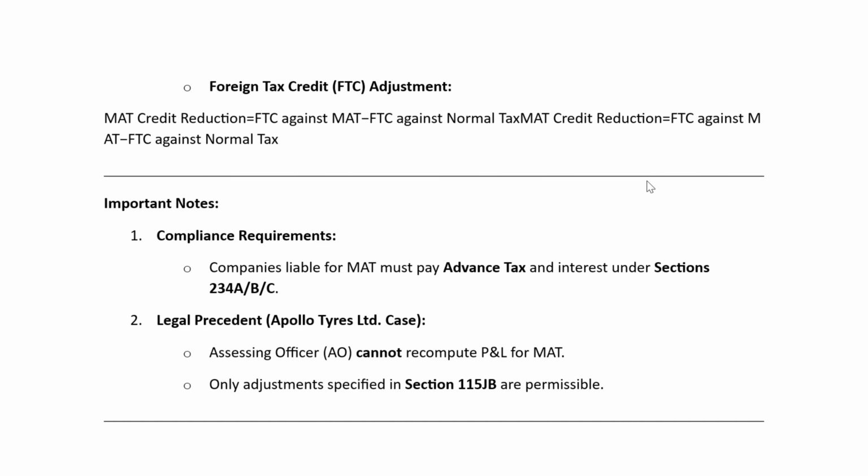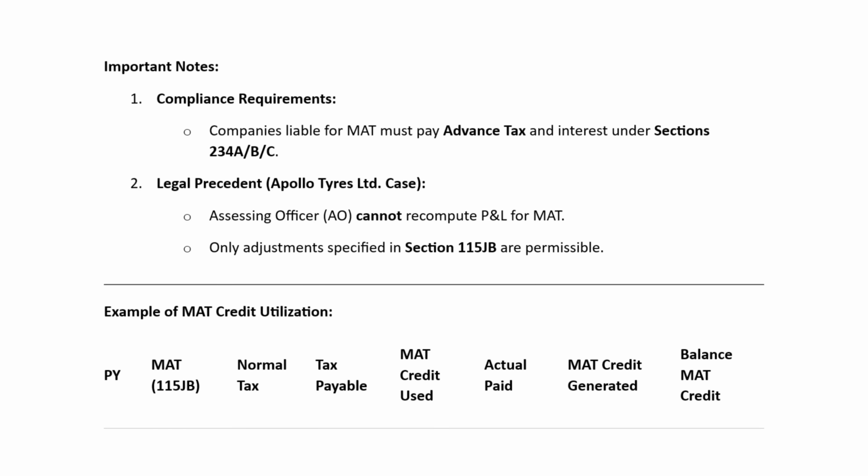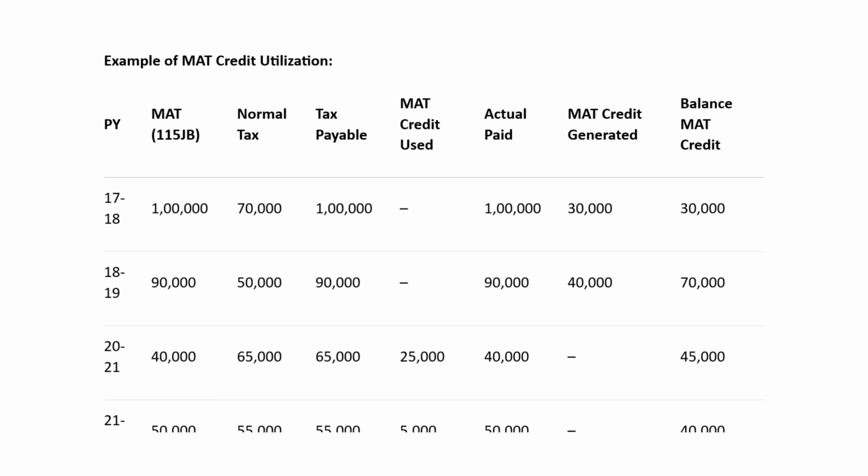Okay. Now here are some important notes. Compliance requirement: companies liable for MAT must pay advance tax and interest under section 234A, B and C. Now legal: there is a case of Apollo Tyres. You cannot recompute the P&L format. Only adjustments specified under section 115JB are permissible. I have provided an example of MAT credit utilization. You can go through that. It's very simple and easy. If you have any question, you can ask me in the comments.